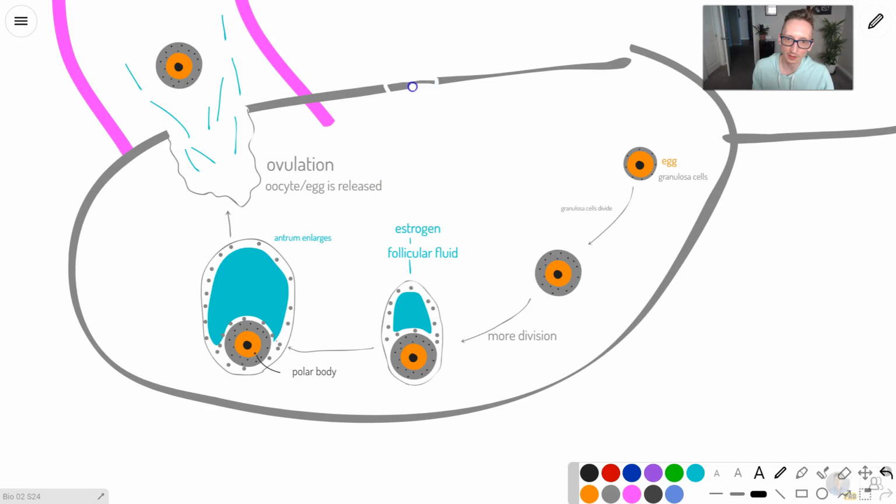Get rid of some of this. It's pretty wild how this works. So it looks something like that. It starts to kind of shrivel up. And then eventually it detaches and pulls away from the outside of the ovary. Like this.